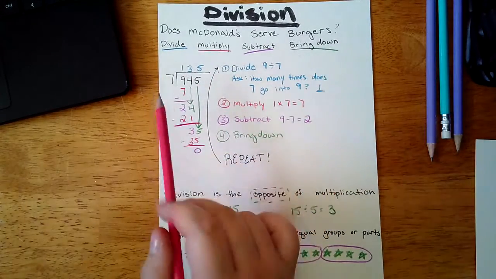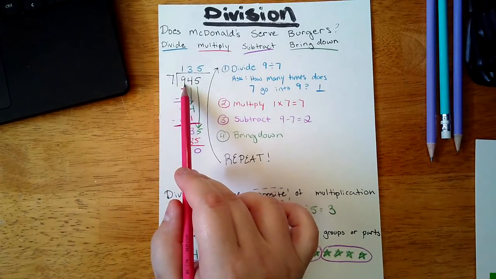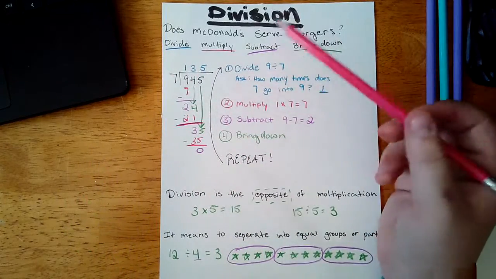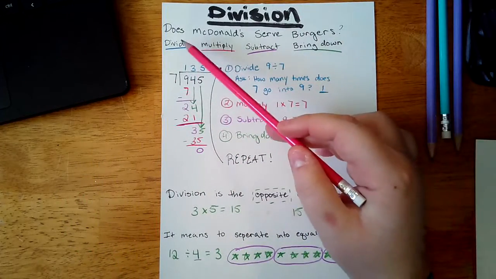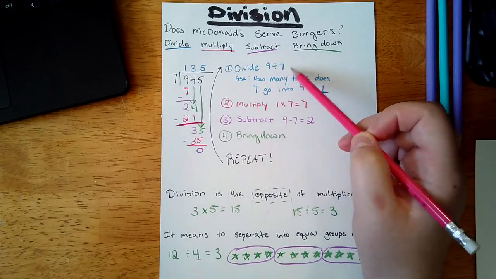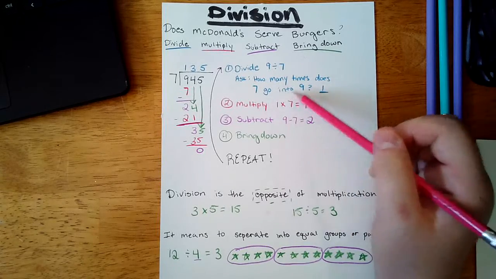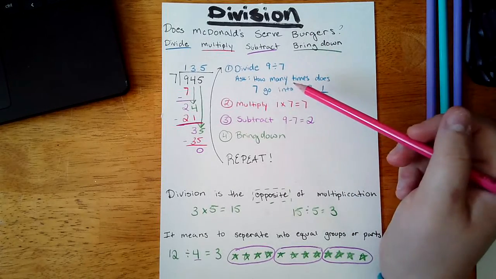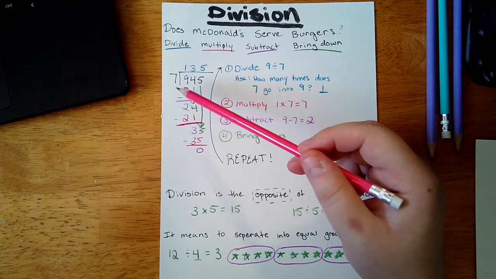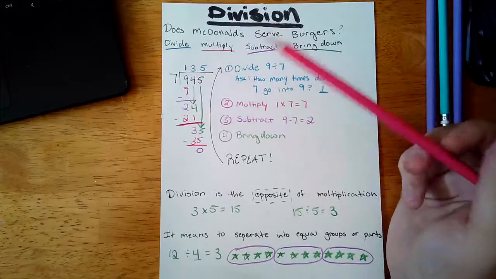So here we have a problem. We're asking how many times will 7 go into 945? So to do standard algorithm, the first thing we're going to do is divide. So we're going to divide 9 divided by 7. So we ask ourselves, how many times does 7 go into 9? Well, I know that 7 will go into 9 one time. So I'm going to say 7 will go into 9 one time.